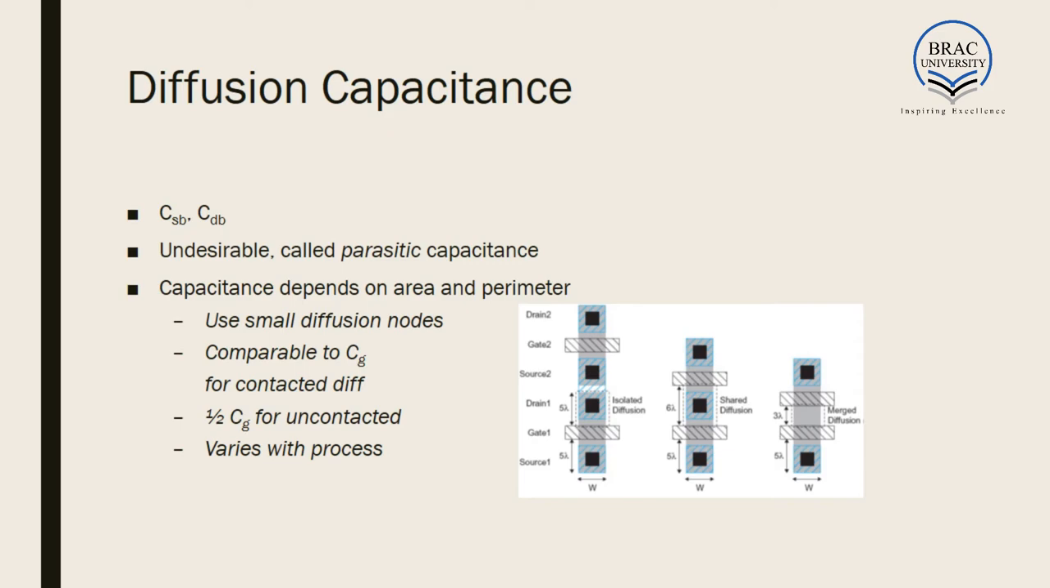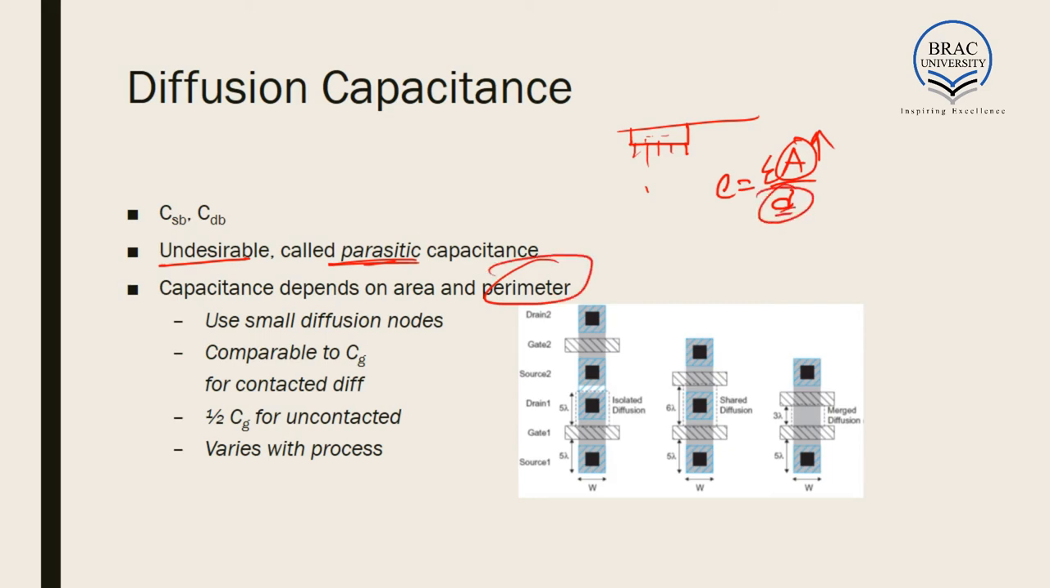Now, diffusion capacitances are created from source to body or drain to body, which is undesirable and is called parasitic capacitance, because we do not actually consider this capacitance in our model, but we need to consider it because it is there, and it is very undesirable. The capacitance depends on the area, because obviously the greater the source, the greater the diffusion region, the greater will be the area between the source and drain diffusion region and the body. As we know, C is equal to epsilon A by D. If the area increases, the capacitance increases. And it depends on the perimeter, because as the thickness D increases, the capacitance will also change.